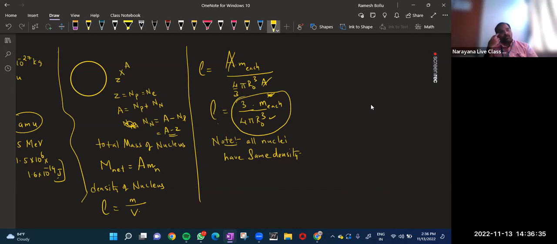How many uranium nuclei are there? One uranium nucleus alone produces 200 mega electron volt. If you break one uranium nucleus, 200 mega electron volt. In 1 gram, how many uranium nuclei are there? Uranium 92, 235, no?